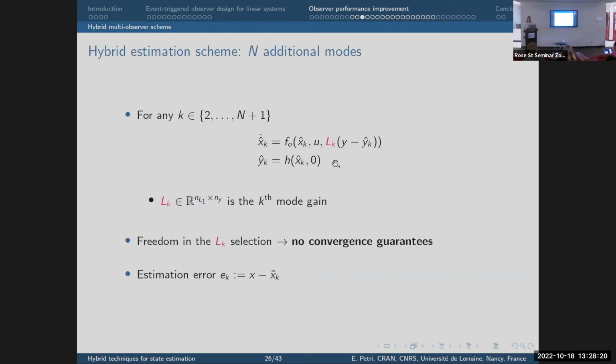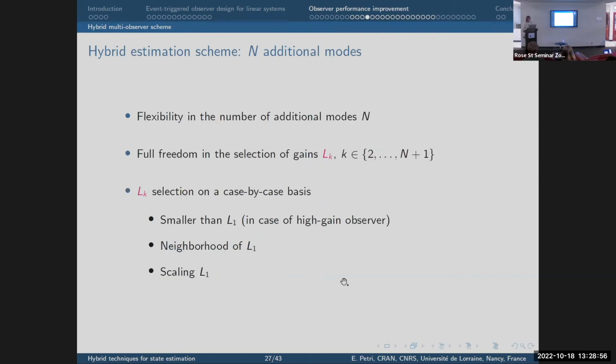And it's important that we don't need any convergence guarantees for the estimation error produced by this additional mode. Therefore, we have full freedom on the selection of their gain, compared to the nominal observer where we require an input to state stability property. And we define the state estimation error of this additional mode as the difference between the real state and the state estimate of this mode. And note that since we don't ask any convergence properties for this mode, this estimation error may converge, but may also diverge. We don't know a priori.